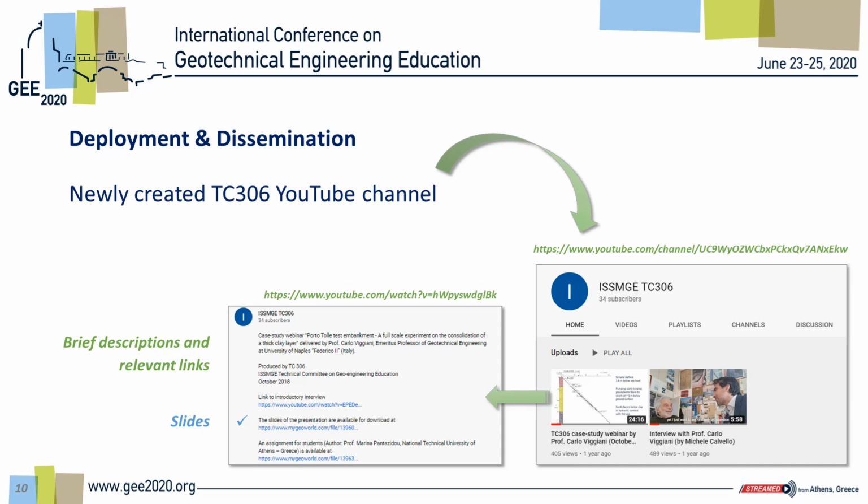To post online the video of the webinar and the other supporting material, TC306 institutional web outlets were used. In particular, a YouTube channel was purposefully created for this first webinar, and as written in the description, the slides of the presentation are available for download on the TC306 GeoWorld repository. The presence of the webinar was advertised using the ISSMGE news section and the discussion topic on GeoWorld.